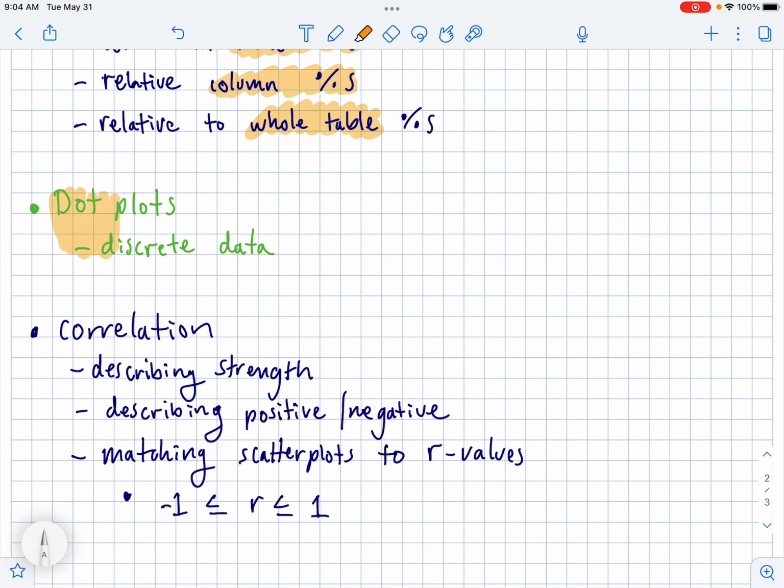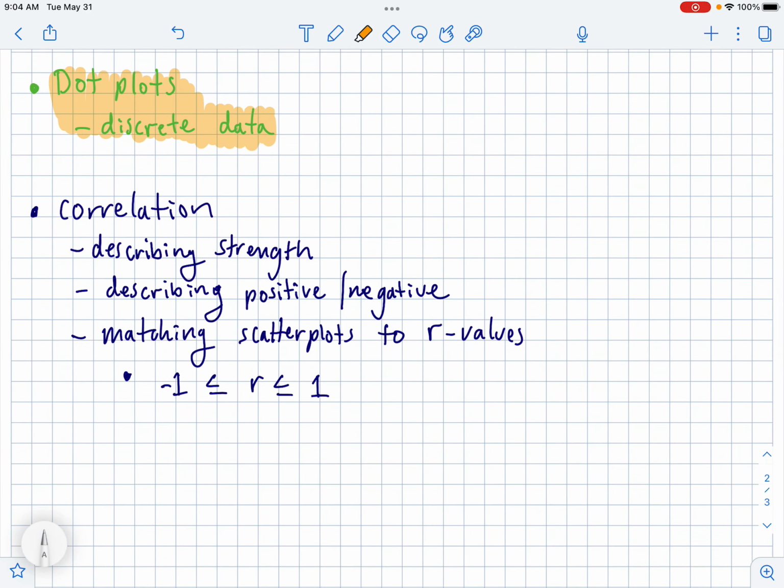We also did a really quick example of a dot plot, but a dot plot is basically a histogram for discrete data, where it shows the frequency by how many dots are on top of each score, each number.